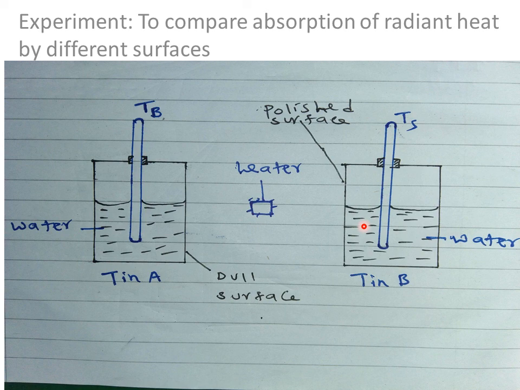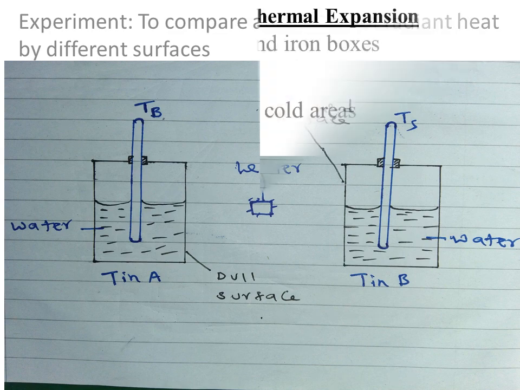So when heat is not absorbed, it means the water in tin B will not be heated, because there is no heat to heat it, because a polished surface reflects away that heat instead of absorbing it. So because there is no heat to warm the water, that's why the temperature of thermometer TS remains lower as compared to the temperature of thermometer TB.